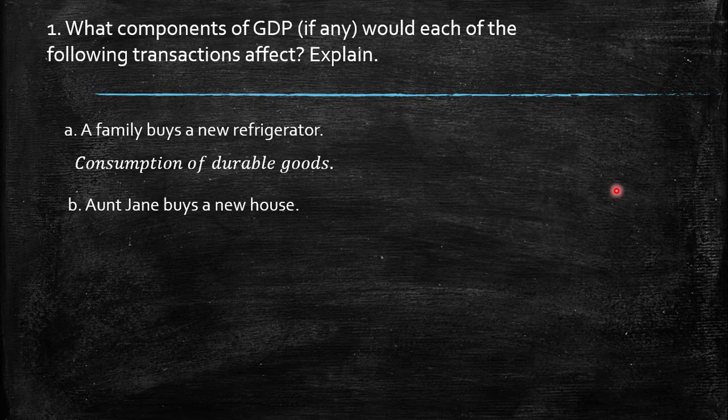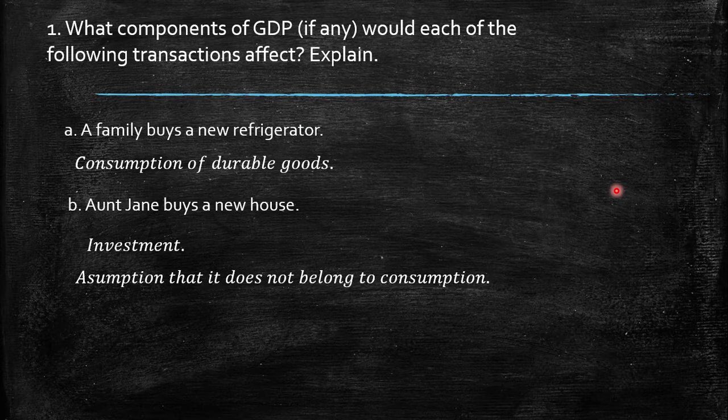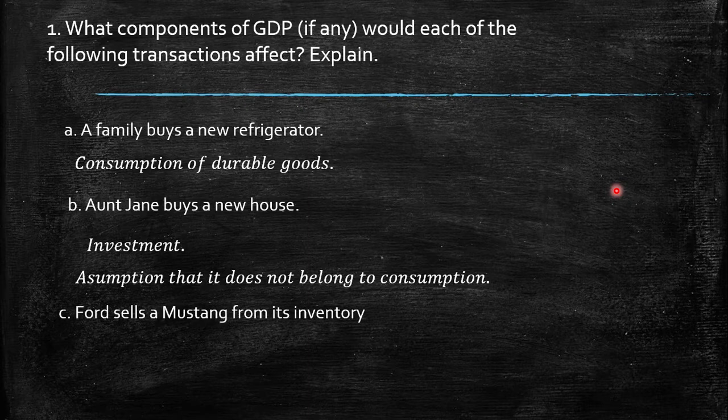Second, B. Aunt Jane buys a new house. This is a tricky question for GDP measurement. Why? Because at first you can think that buying a house could be related to consumption. Actually, no. This is more about investment. There is an assumption that it does not belong to consumption, so every time we buy a new house, this is considered investment.